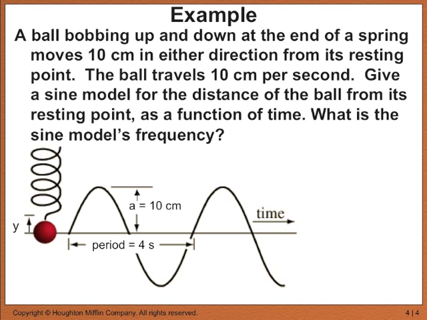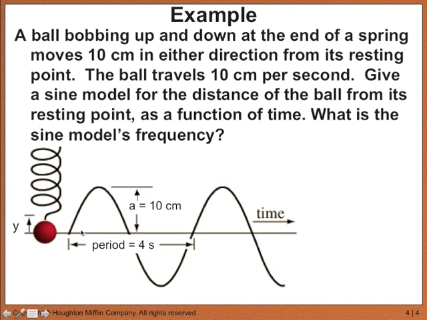Okay, so as usual with these problems, the key is to sketch correctly. So we have our ball that's bobbing up and down on the spring. We know that the amplitude is 10 centimeters because the problem tells us that it moves 10 centimeters in either direction from its resting point, from the equilibrium point. And how do we know that the period is 4 seconds? Well, if the ball travels at 10 centimeters per second, we know that it covers a certain amount of distance. And so let's look at that distance.